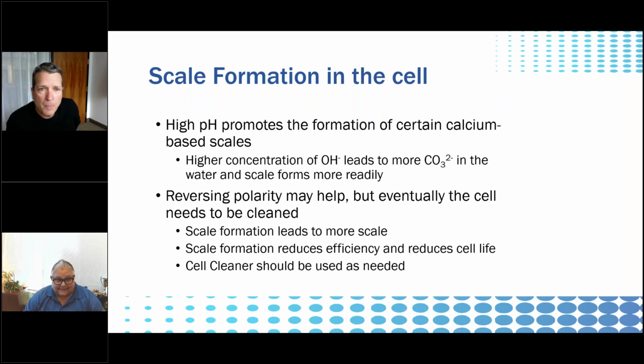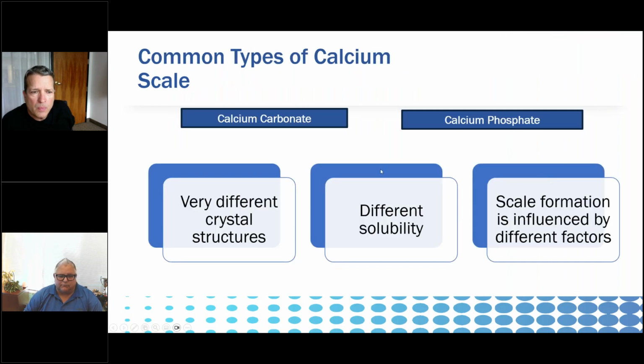Now, inside that cell, because of the high pH, the higher the pH goes, the more hydroxide we have. The more hydroxide we have, the more scale we're able to form in the water. And that means we're more likely to build up calcium carbonate specifically on that cell, which is going to cause problems with us being able to generate sanitizer.